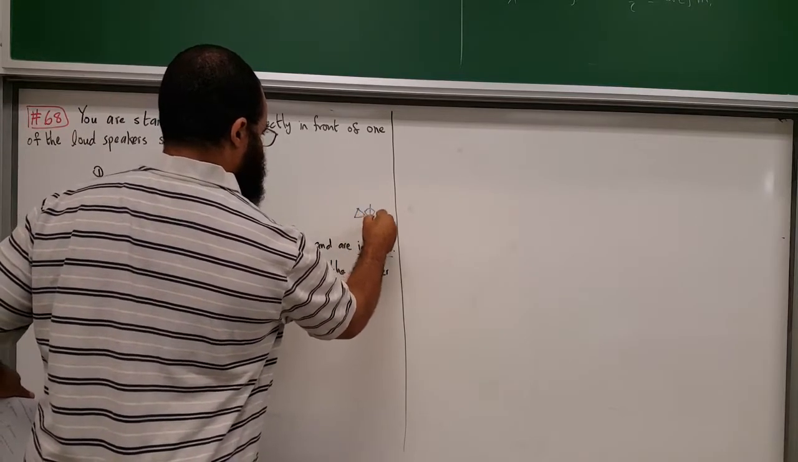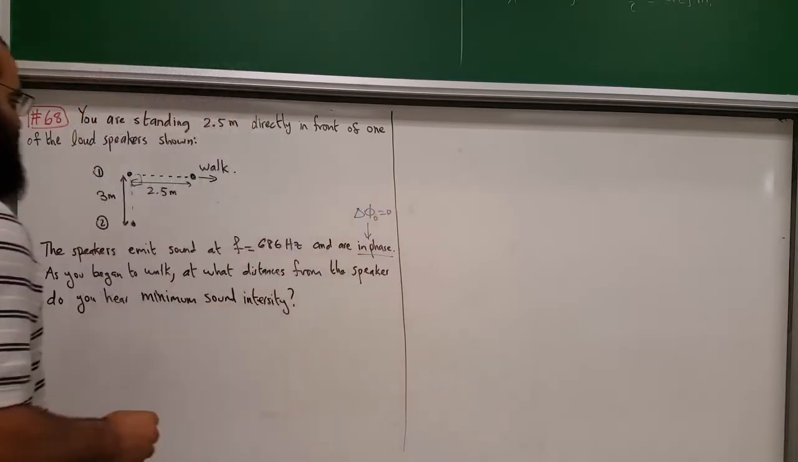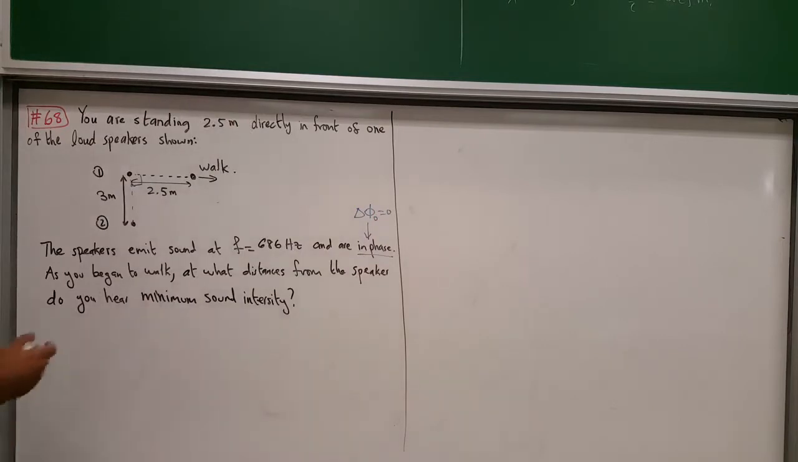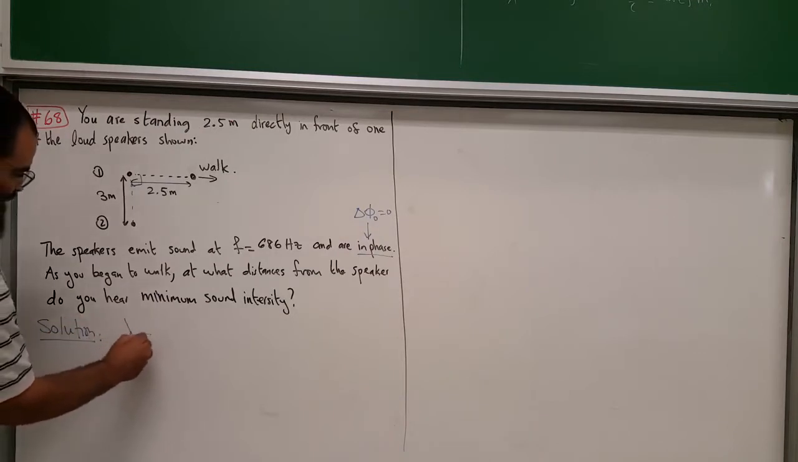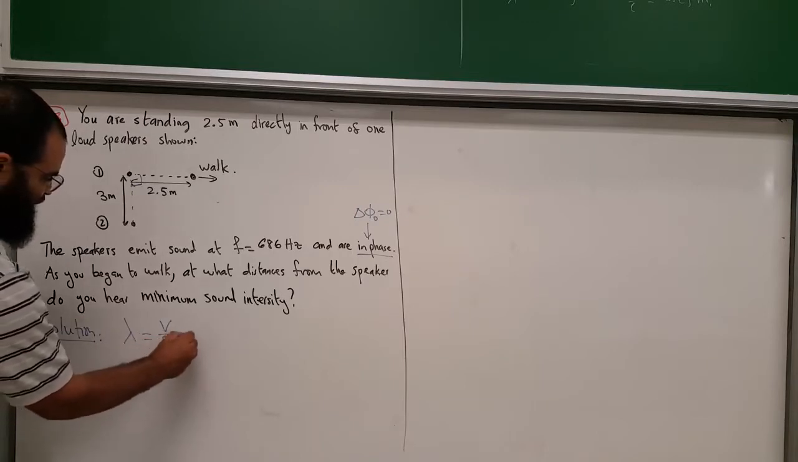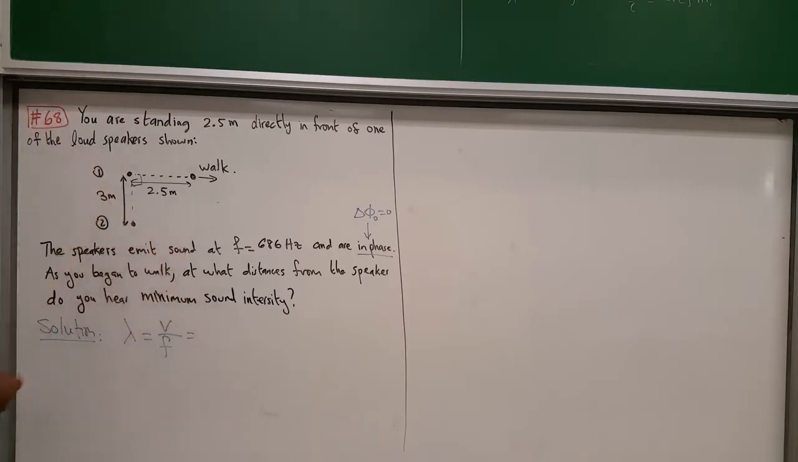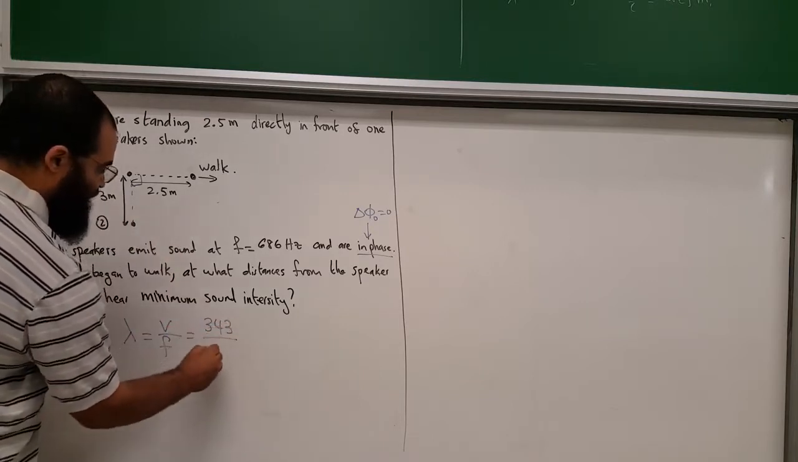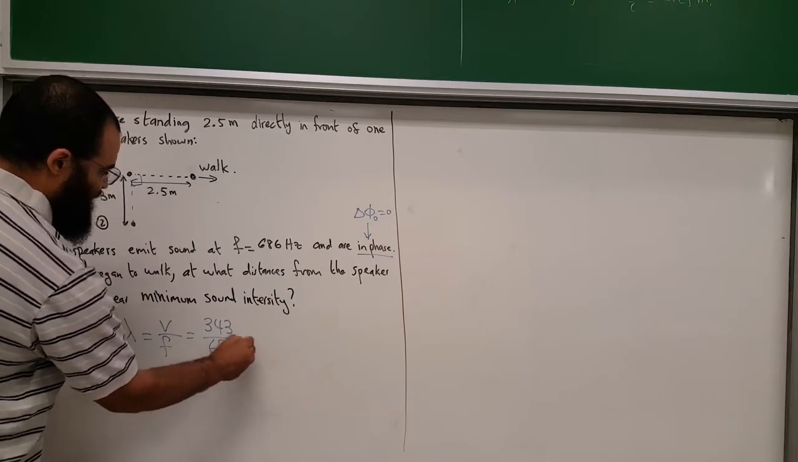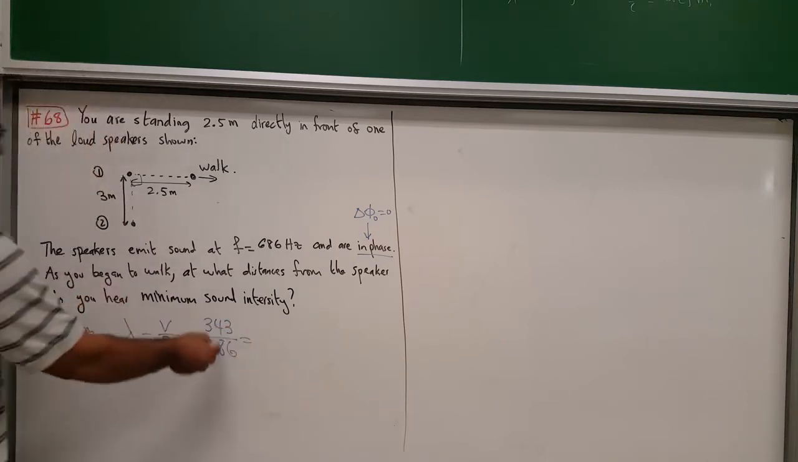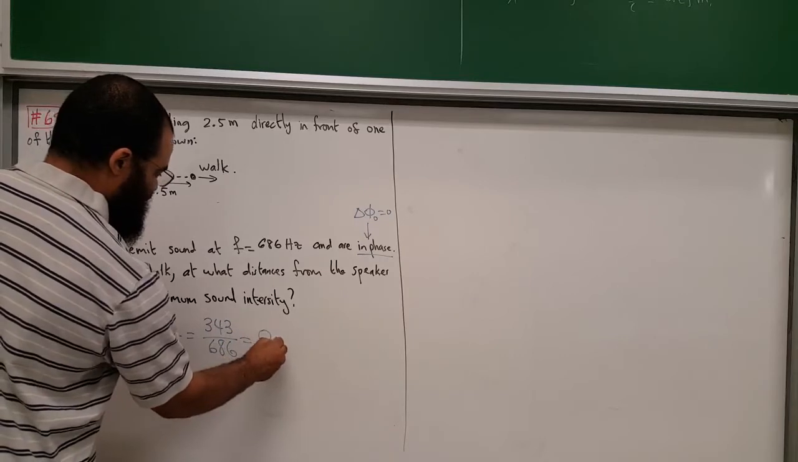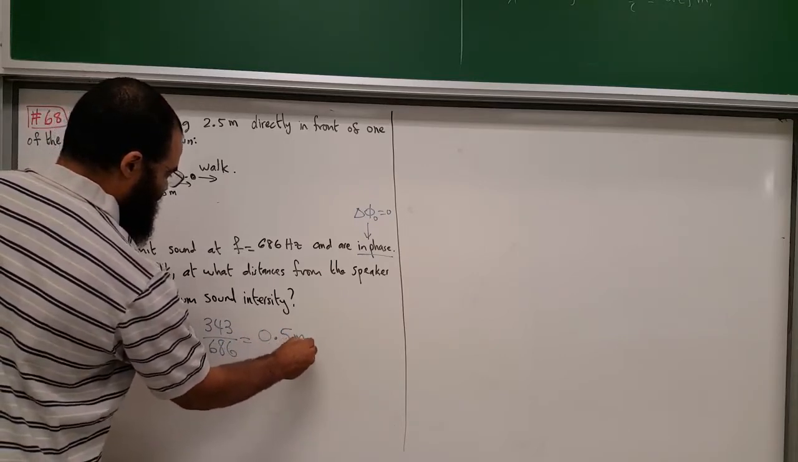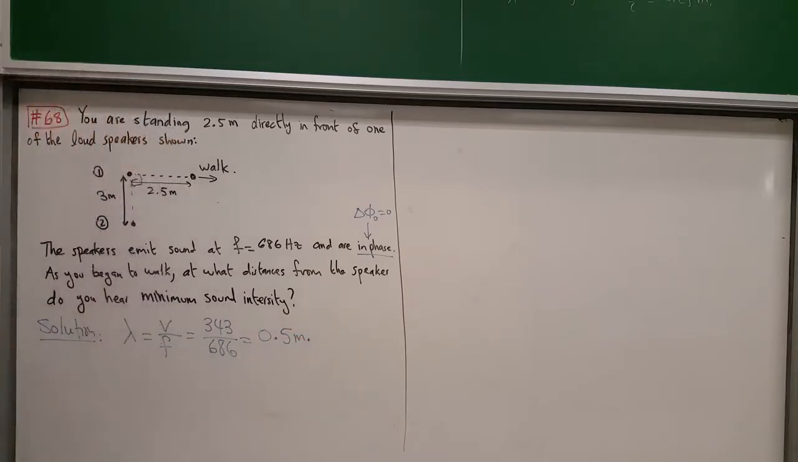Delta phi 0 is equal to 0. And since the frequency is 686, let me write here solution. I suspect we will need the wavelength. The wavelength will be the speed of sound divided by the frequency. The speed of sound at 20 degrees Celsius, room temperature, would be about 343 meters per second, and this is 686. They gave us nice numbers, 343 is half of 686, so that's 0.5 meters.